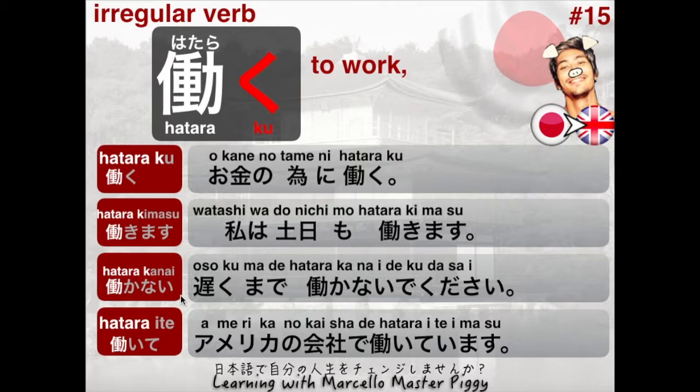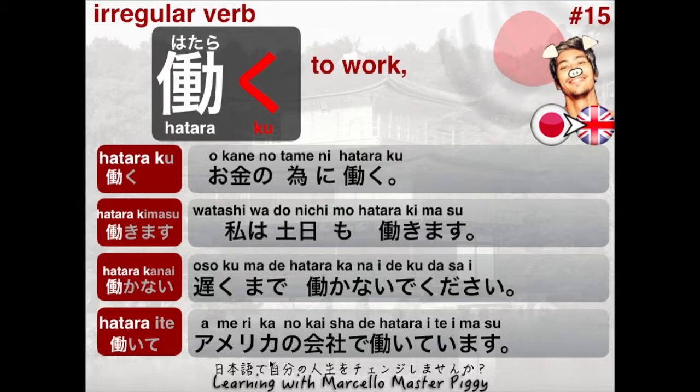Now, the negative form is hatarakanai. So we're gonna change the ku from ka ki ku ke ko for ka. Hatarakanai. Okay. For example, osoku made hatarakanai de kudasai. So, nai de kudasai is please don't, right? So please don't work until late. So please don't stay that late working. Like, don't do too much overtime. Come back early. That's what you're saying here.